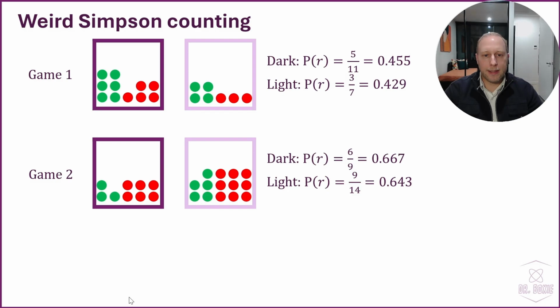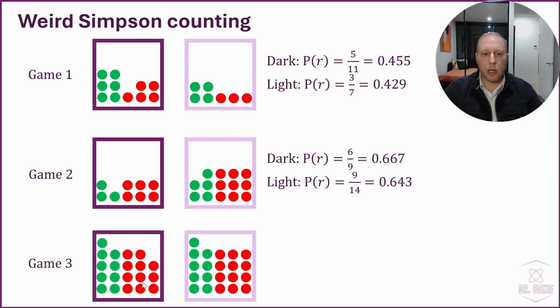Now, for the third and final game, what we do is we again consider a dark and a light box, but this time the dark box contains the balls from both dark boxes of the two previous games, and the light box in this third game contains all the balls from the light boxes of game 1 and 2. Which box should you choose this time?